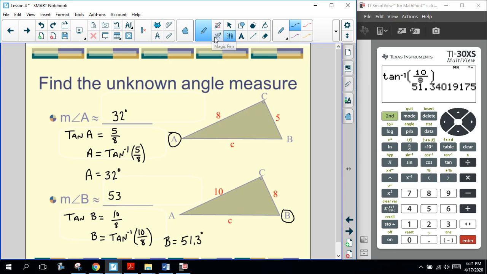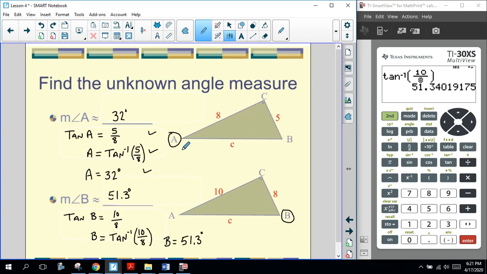Now, just like I said on the previous problems, I need to see all your steps. I need to see what you are writing for your equation. I need to see what you're putting into the calculator, and I also need to see your final answer in the end. So I need one, the equation, two, this is what goes in the calculator, and three, your answer in the end.